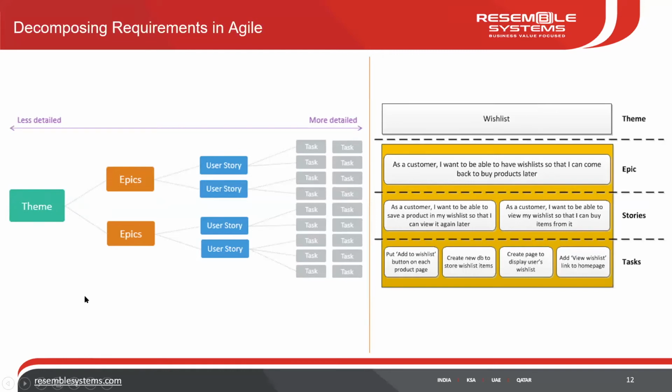So if I have to tell you what is a theme, epic, user story, and a task, you can see an example on the right. So there is an e-commerce customer. He's given a project that he wants to develop an e-commerce website. That is, he has an e-commerce business.